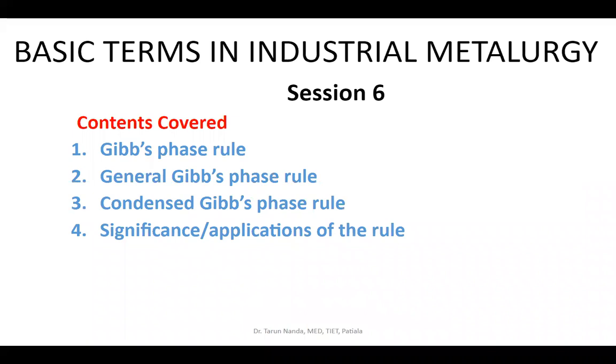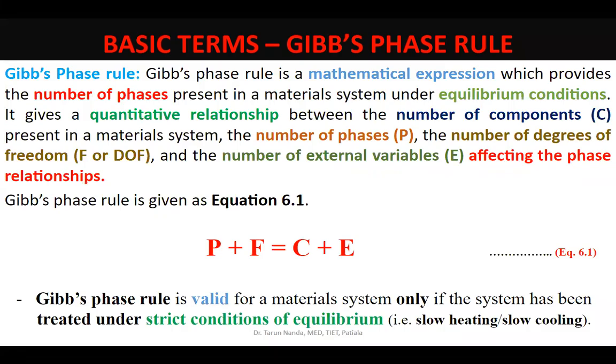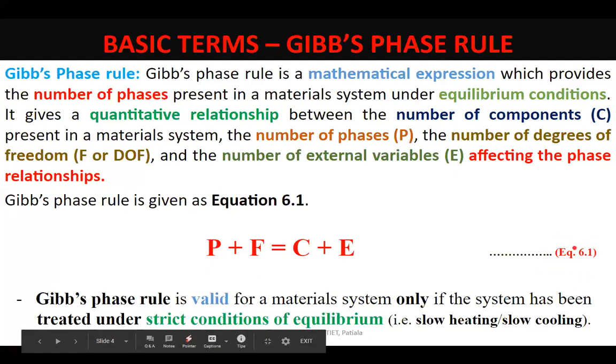In this session, we'll discuss an important rule that is used in physical metallurgy called the Gibbs phase rule. And these are the contents that we'll cover in this session number 6. You see, Gibbs phase rule is a mathematical expression, as has been shown in equation 6.1.